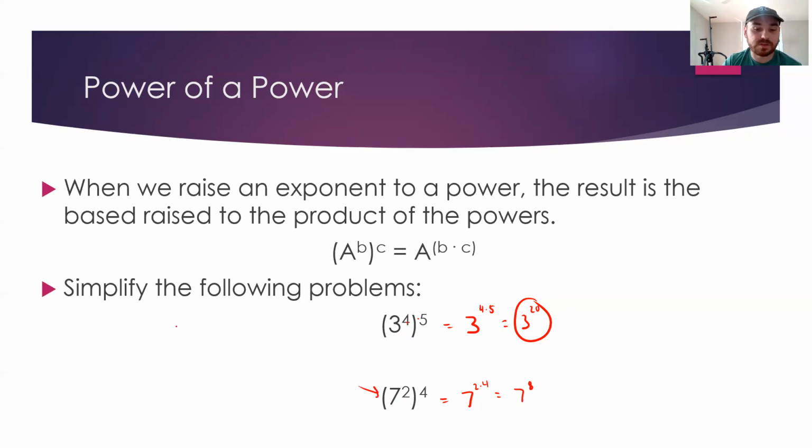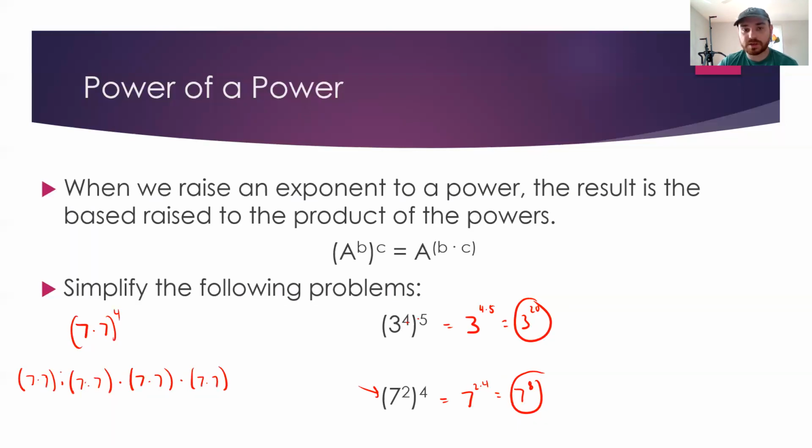This one's not too bad, so I'm going to use the 7 squared to the 4th one. We'd take it, we'd make it 7 times 7 in parentheses to the 4th, which is 7 times 7 times 7 times 7 times 7 times 7 times 7 times 7. And if we count these out, we have 1, 2, 3, 4, 5, 6, 7, 8. So it would give us 7 to the 8th, which is what we had right here.